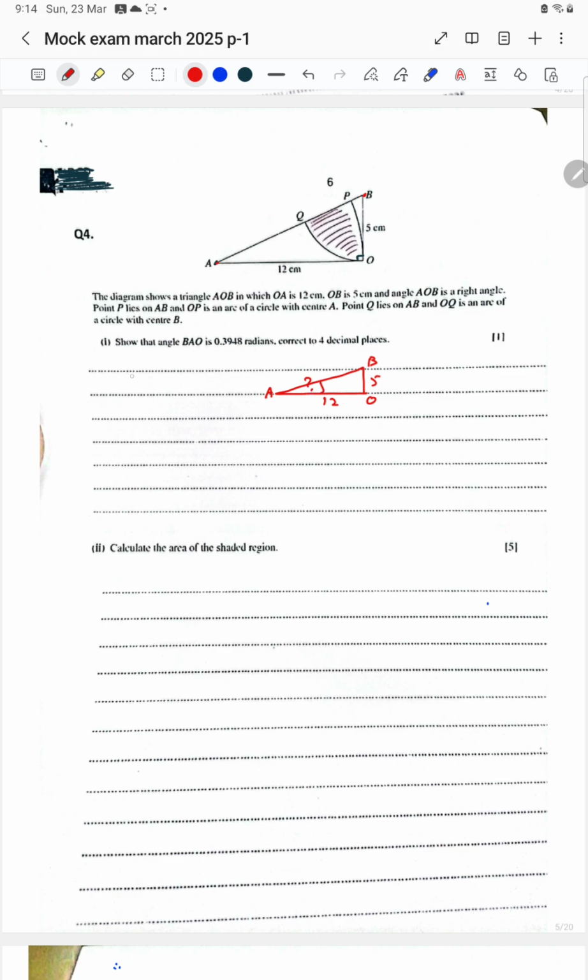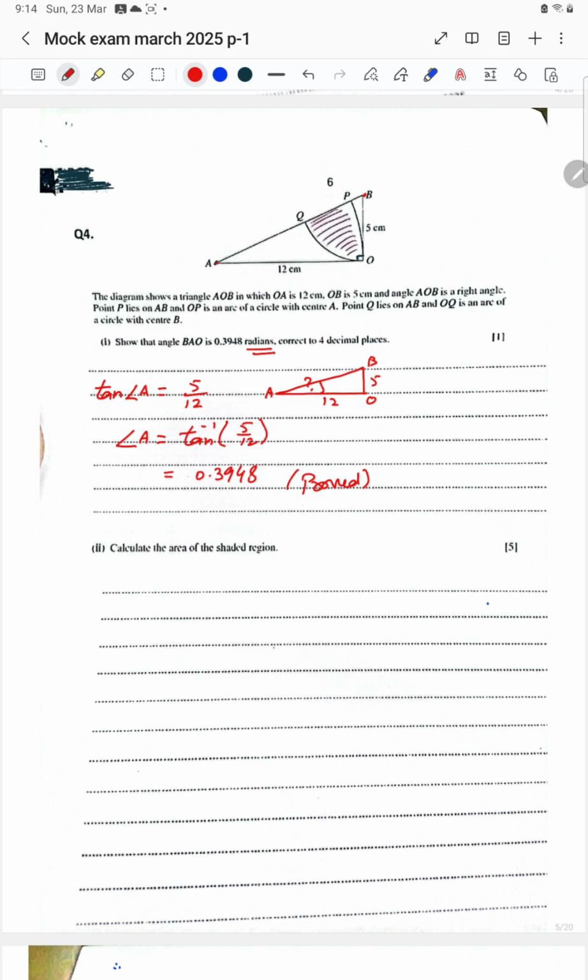This angle here. So we can use SOHCAHTOA. It is tan. Angle A will be opposite over adjacent. So angle A will be tan inverse of 5 by 12. So I can use a calculator, but keep in mind it must be in radian. Don't use the calculator in degree mode, then you will get a wrong answer. So 0.3948, proved.